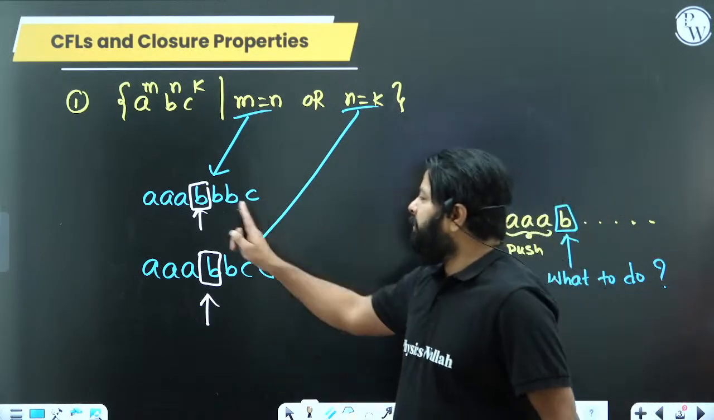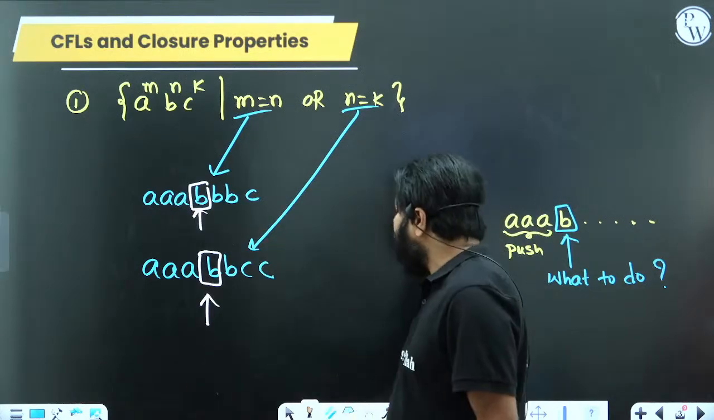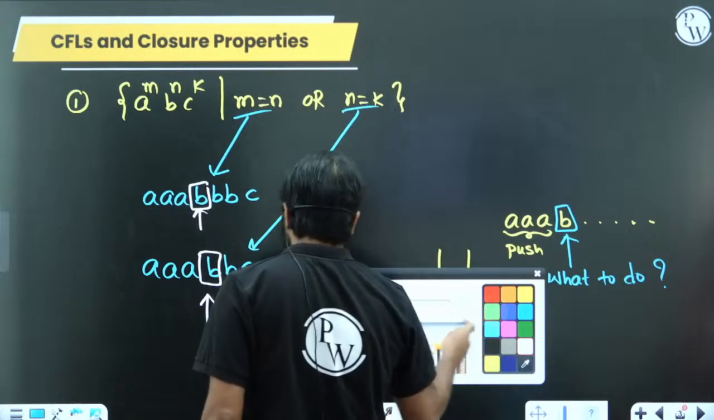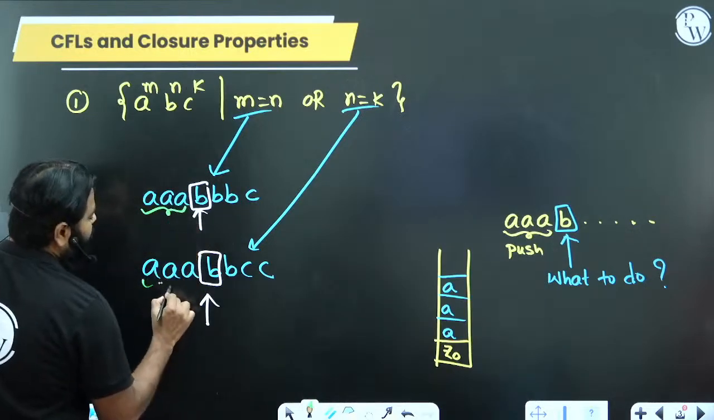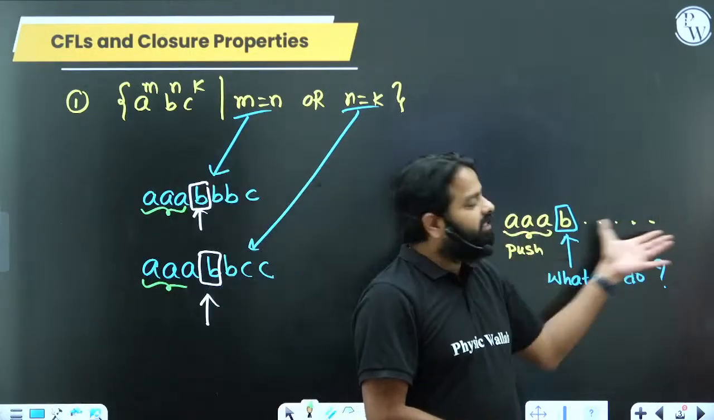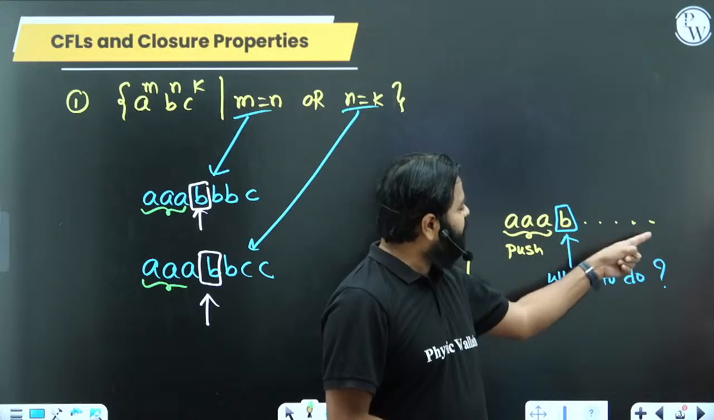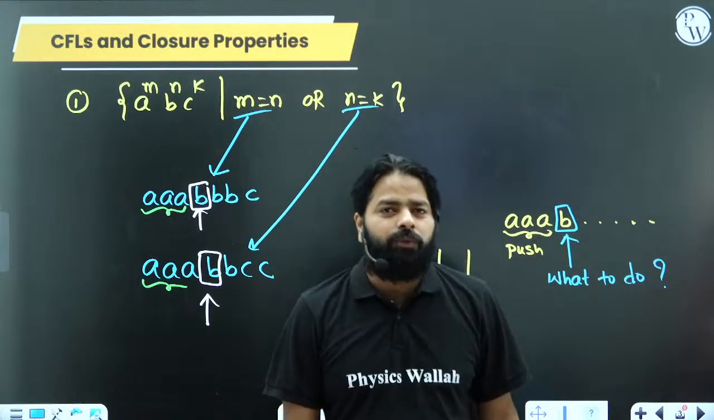And for this B, what should I do? I know this 3A, I pushed it. Correct? This 3A, we pushed it. We did one job, right? This is my string. Now I don't know what the future is. For this B, what should I do?